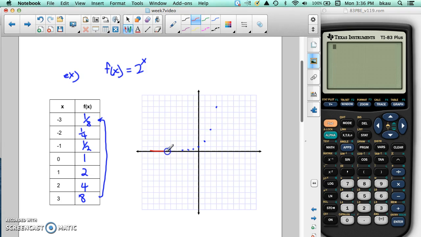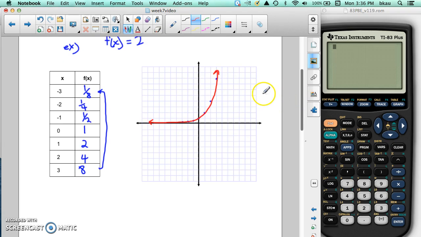Very close to the axis, very close to the axis, very close to the axis, and then it turns and goes up and continues to go up this way. So this is my graph of this basic exponential function. And if we look at the graph, we can write some properties down here of the graph.